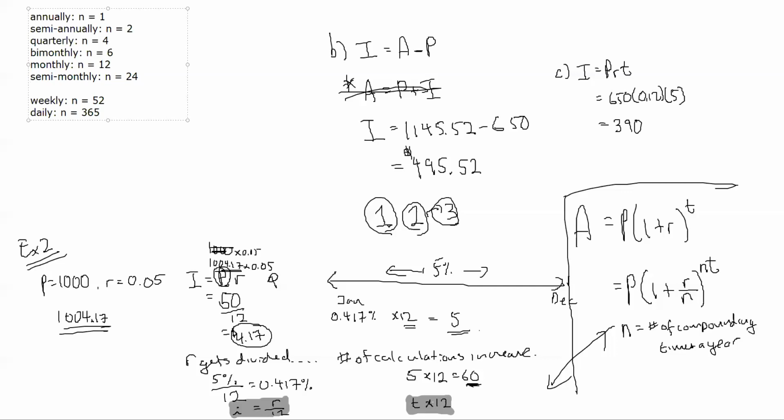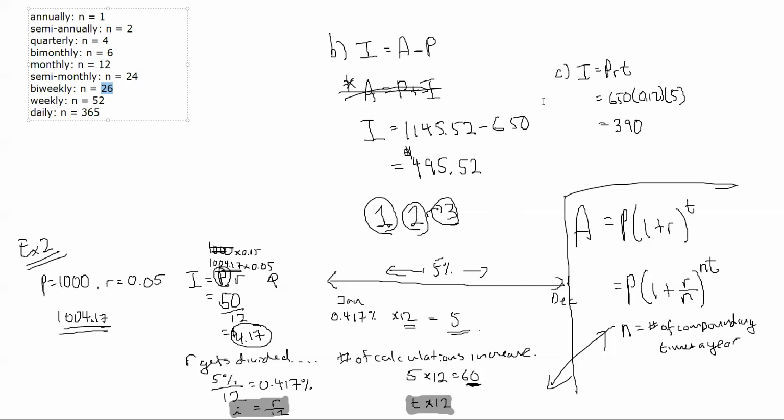There is one thing between semi-monthly and weekly, and that is bi-weekly. Every 2 weeks, I calculate. How many weeks are there in a year? 52. So if I'm counting every 2 weeks, n would be 26. The difference between 24 and 26 might seem like nothing, but when we're talking about mortgages and stuff, it's actually very significant. So example 2, let's get back to it.